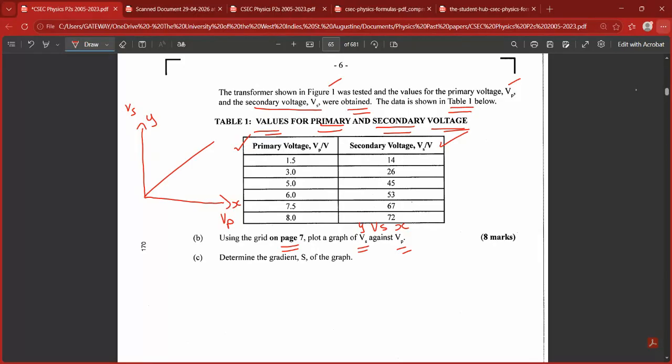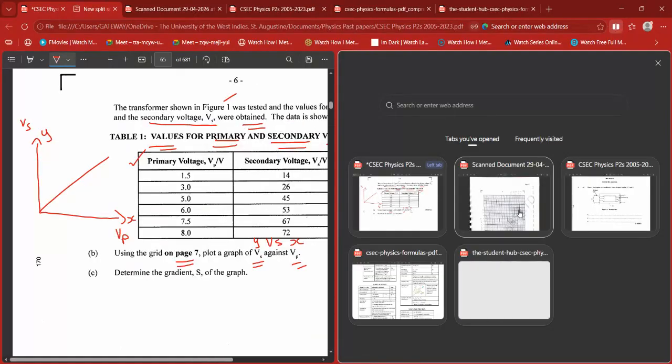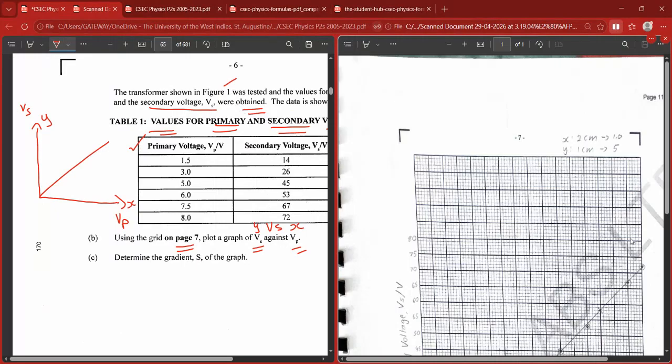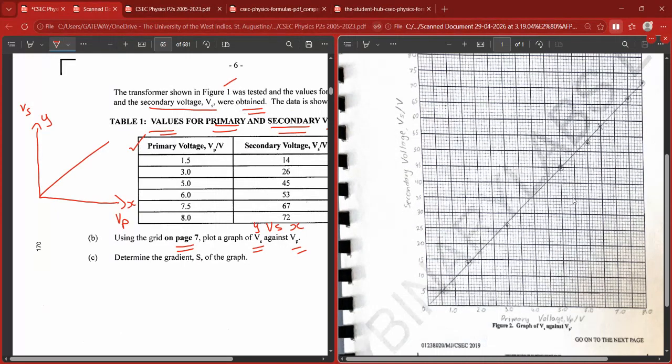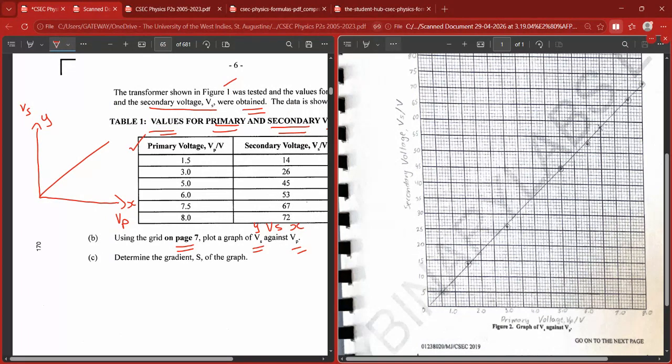So I already have it plotted here. What CXC looks for is labeling the axes. You have to label the y-axis with the proper title. This is secondary voltage Vs and the unit is volts. Label the x-axis. This is primary voltage Vp and the unit is volts, V.